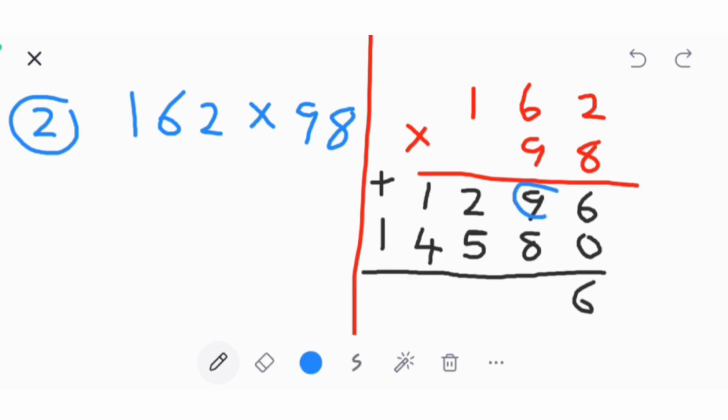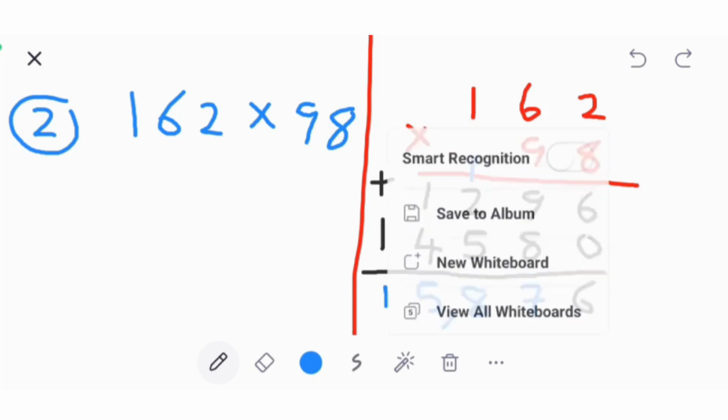9 plus 8, you have 17. Write down 7, put 1 here. So this 1 plus 2, you have 3, plus 5, you have 8. Okay? Then you do 1 plus 4, which gives you 5. Then this 1 that I circled, you simply write it again. Then you put your comma. So that is 15,876 becomes the answer. Let's look at the next one.